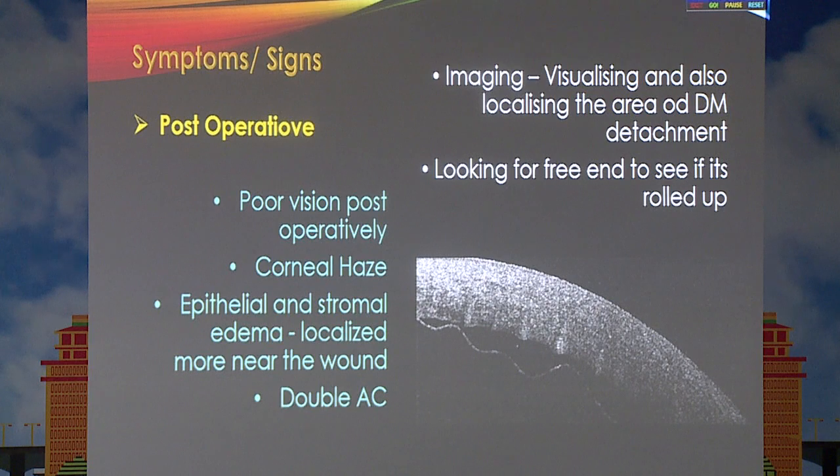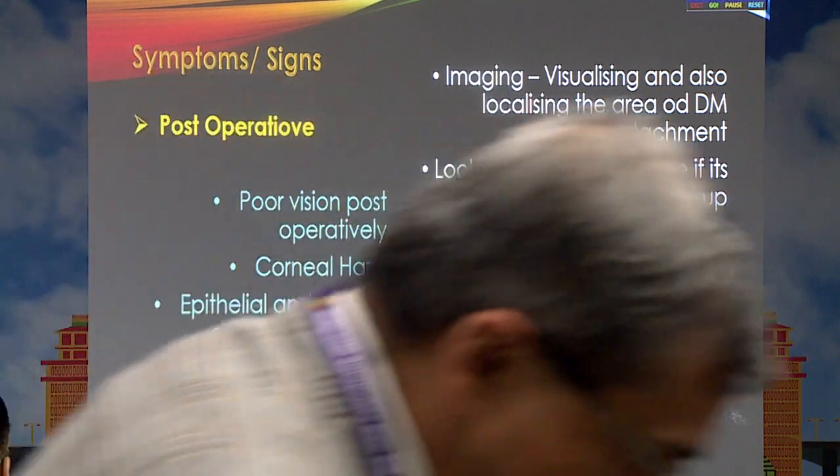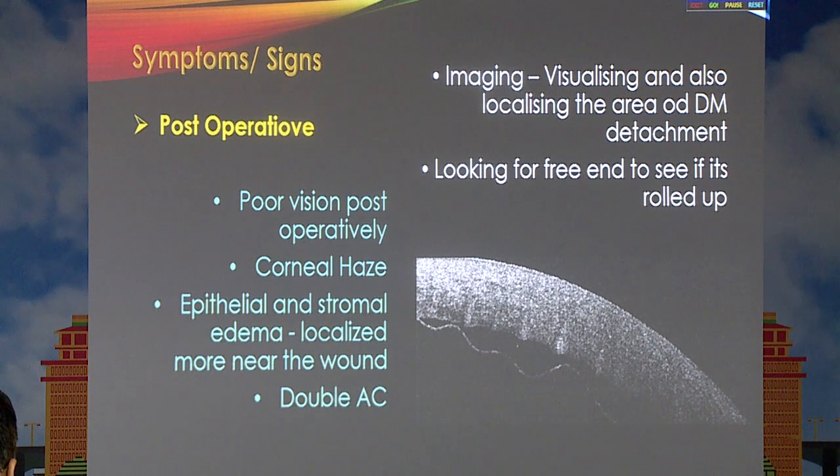Post-operatively, if the patient does not recover vision in about a week's time and the cornea remains hazy, especially the haziness is near the wound, then you must do an imaging to find out if the cornea is damaged due to endothelial damage, or is it because of a localized DM detachment. And if you find the DM to be detached, then you have to look for the free end to see whether it is rolled up or it is flat. If it is rolled up, then it has to undergo a surgical intervention. If it is a flat detachment, then of course it can be conservatively managed.